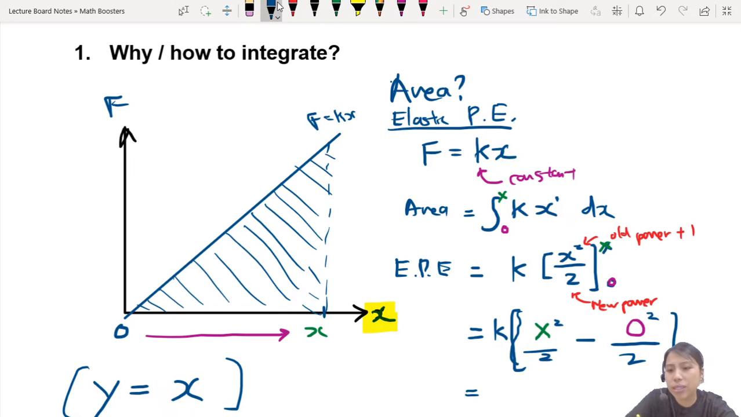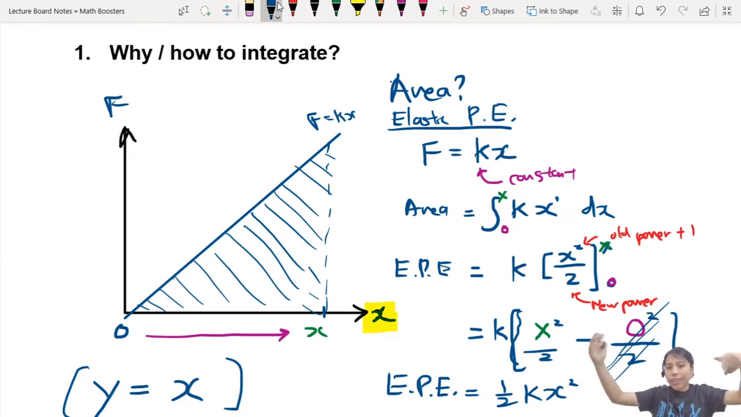So in the end, what do we get? 0 over 2, 0. This whole thing is just 0 already, gone. So all you have is half kx squared. Hang on a second, have we seen this before? Half kx squared is what? Half kx squared is the area under the graph.